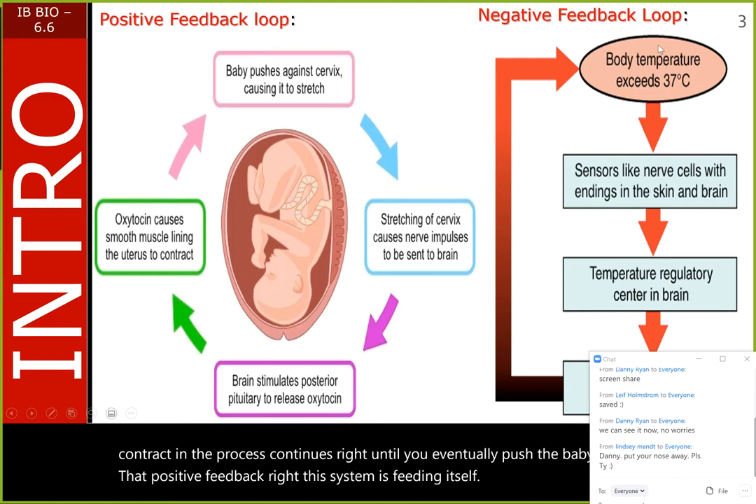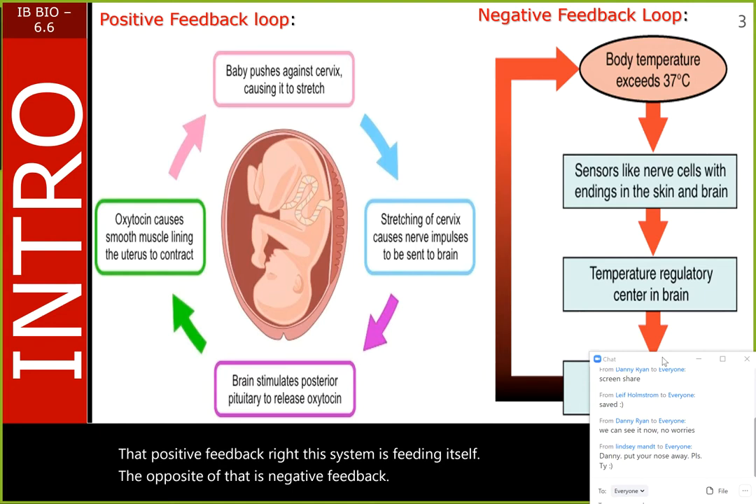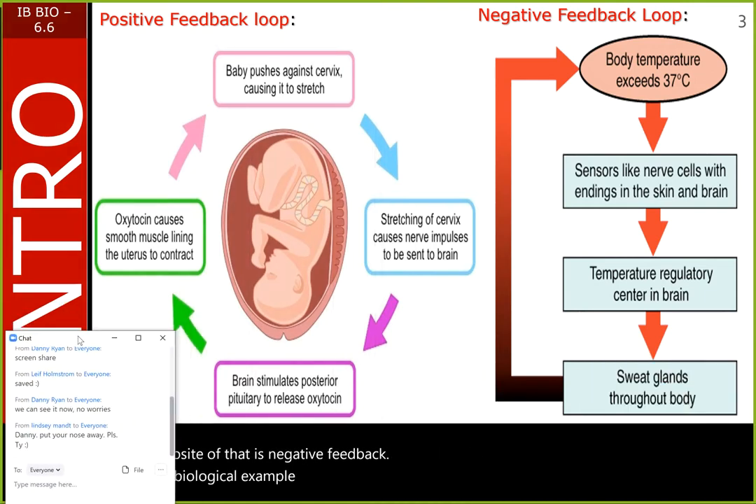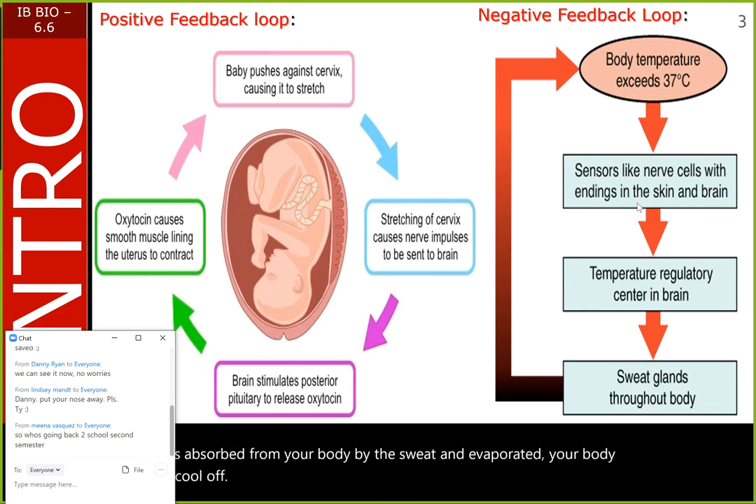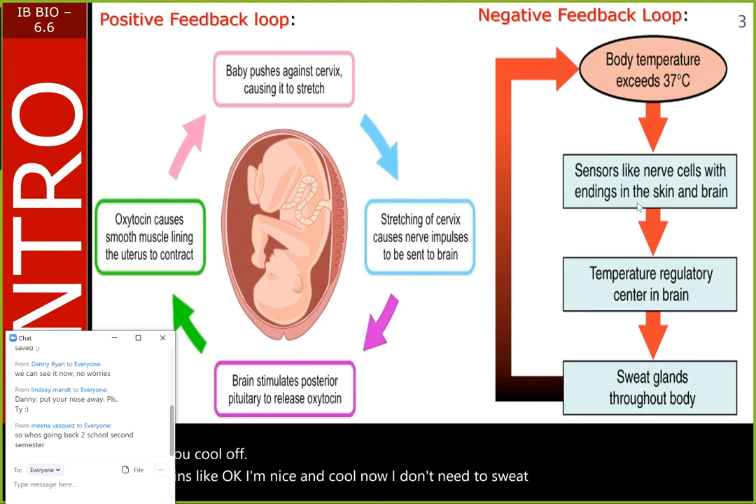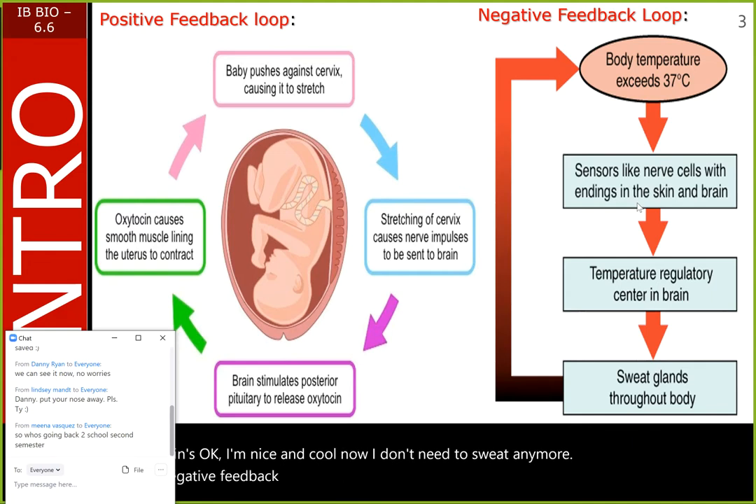The opposite of that is negative feedback. And the biological example for that is sweating, right? So you overheat. In response to increasing body temperature, your brain tells your skin, you should sweat. So you start sweating. As heat is absorbed from your body by the sweat and evaporated, your body starts to cool off. And as you cool off, your brain's like, okay, I'm nice and cool now. I don't need to sweat anymore. That's negative feedback. It stopped the process.